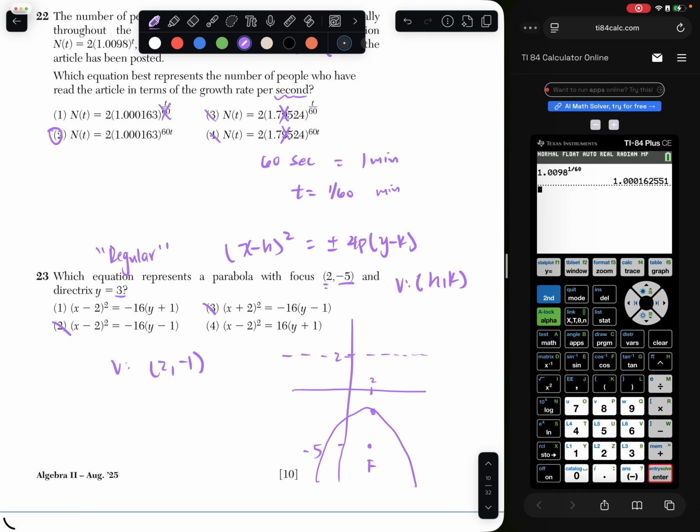The parabola opens downwards, so it would be negative. And then where we get that p-value: p is my distance from the vertex to the directrix, or the vertex to the focus, or the distance from the directrix to the focus but divided in half. The distance I'm talking about here is assuming the shortest distance. So here my p would actually be 4. Then 4 times 4 is 16. That's how I got the 16 over there.